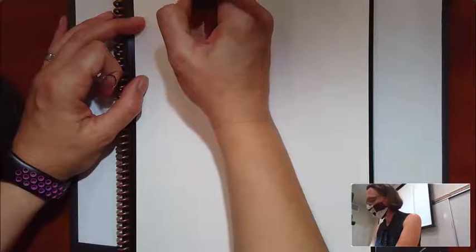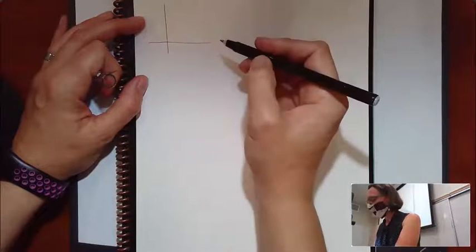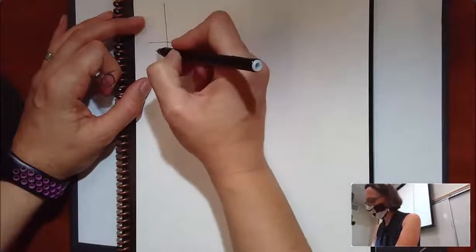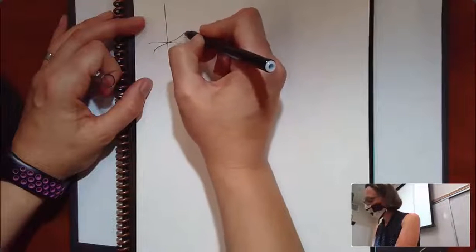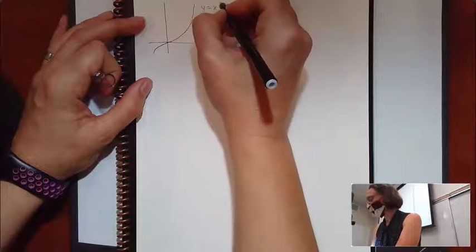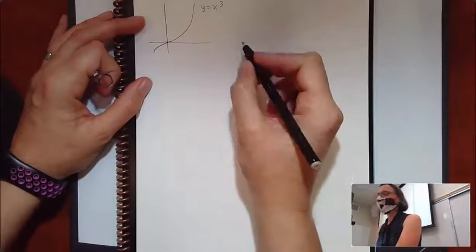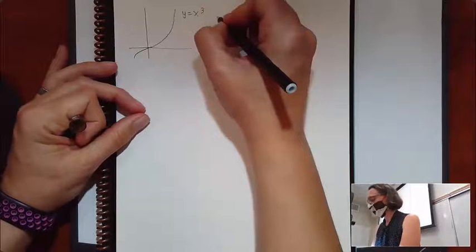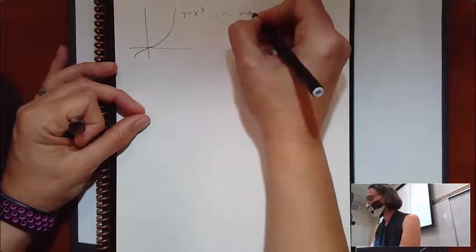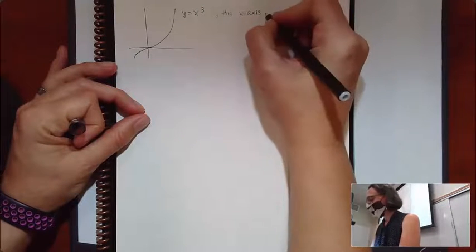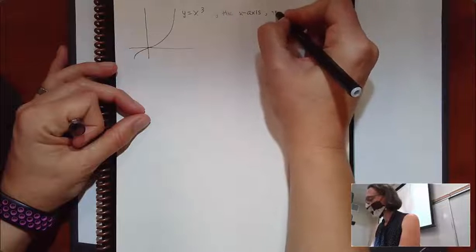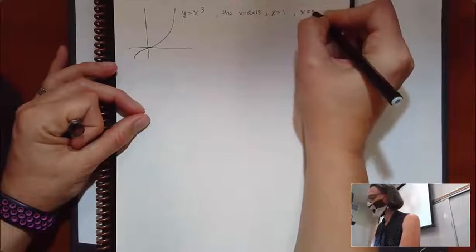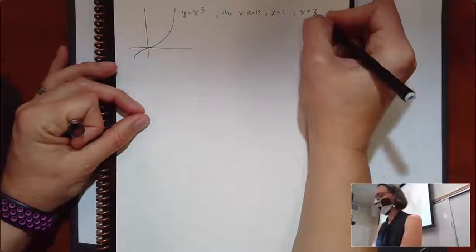But let's say that I'm going to make our lives real easy. And here is y equals x cubed. And let's say that I was asking to find the area bound between y equals x cubed, the x-axis, x equals 1, and x equals 3.